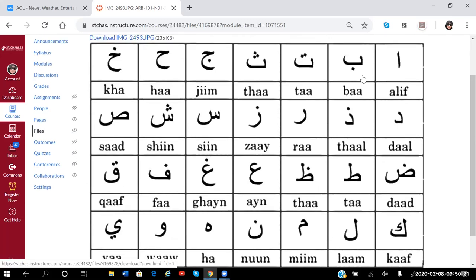Aleph, ba, ta, tha, jim, ha, kha, dal, thal, ra, zay, seen, sheen, sad, dad. I'm sorry. I lost my place. Sheen, sad, dad. Tha.